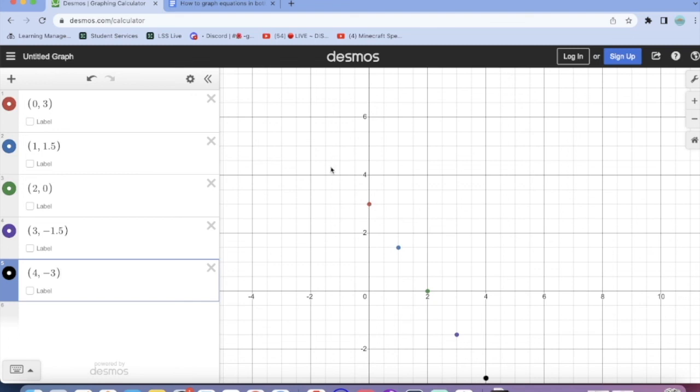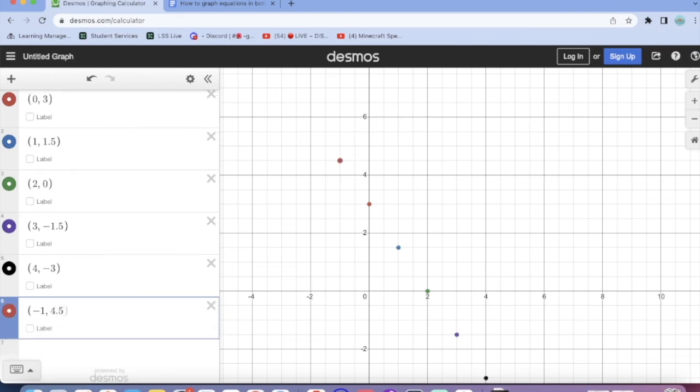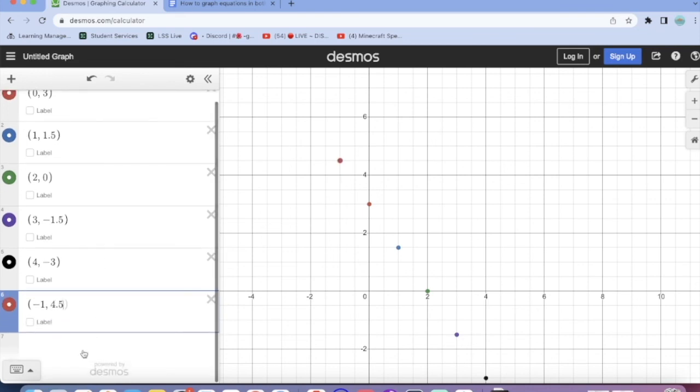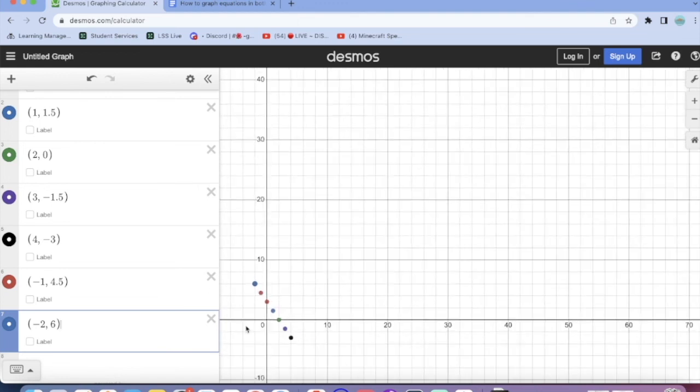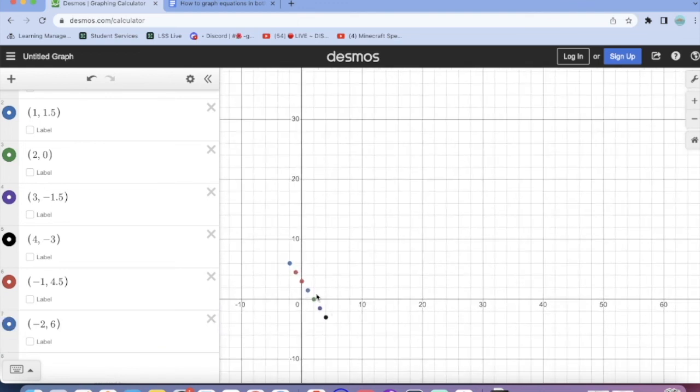And like the last one, you can also go the other direction. So if you do negative 1, you would get 4.5. And if you do negative 2, you would get 6. And as you can see, it all falls on the same line. There's no deviation, and that's why it's a linear equation. And yeah, that's how I solved both of those equations.